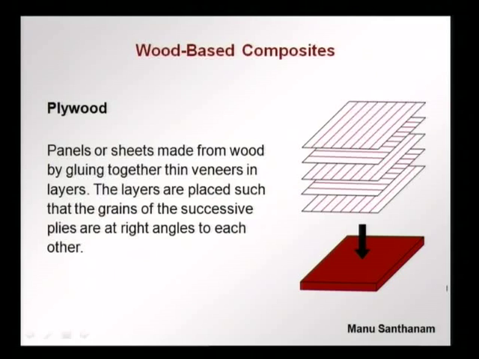Plywood is made of panels and sheets that are made from thin veneers of wood. That is, a thin layer of wood is taken and one is glued to the other, like what is shown here. And generally we find that the grains are in alternate perpendicular directions. That is, if in one layer the grains are along this direction, the other veneer will have grains in the other direction. So therefore you have something like an isotropic behavior in the plane of the plywood. You do not have all the grains in one direction, but you have grains in both directions.